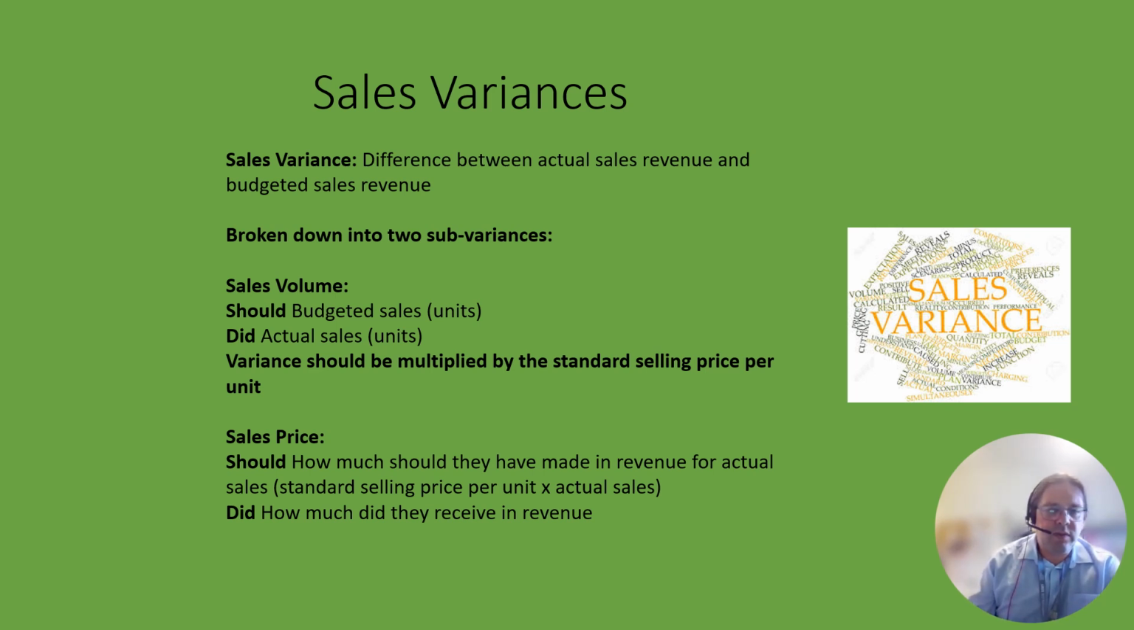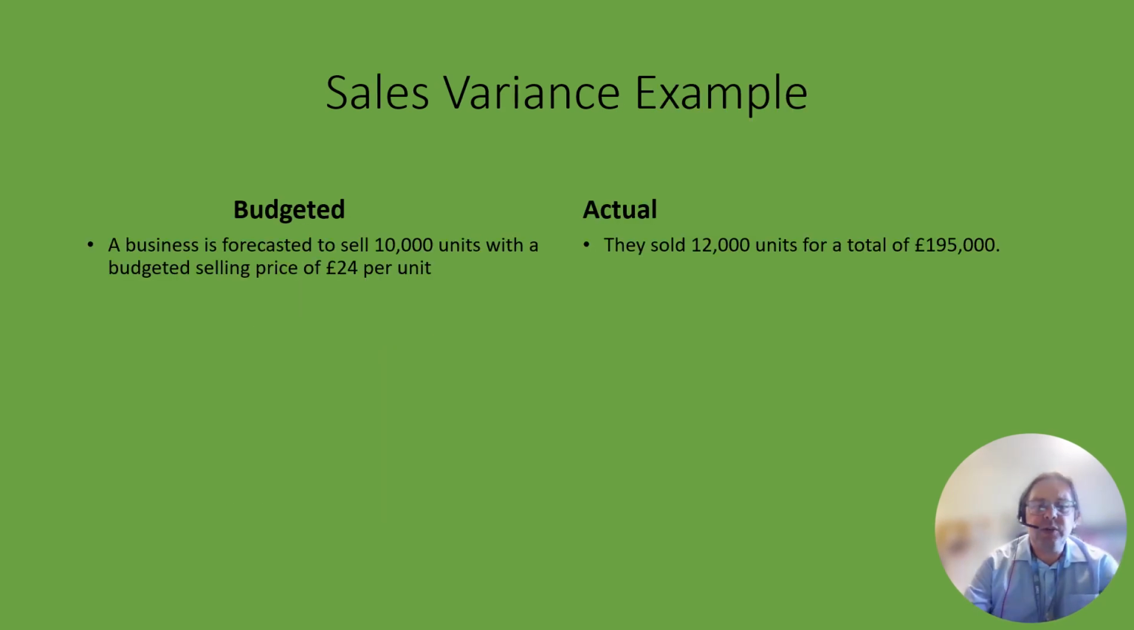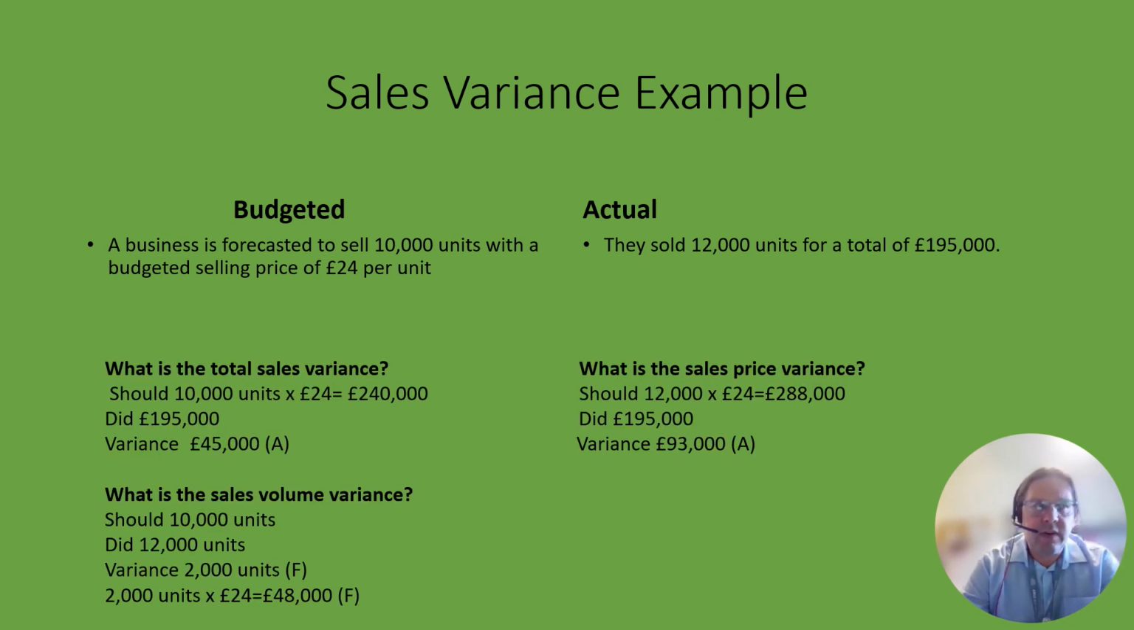Let's look at some numbers to reflect this. We've got a business forecasted to sell 10,000 units with a budgeted selling price of £24 per unit, but they actually sold 12,000 units for a total of £195,000. So if we're going to review that, we'll go through the variances one by one.